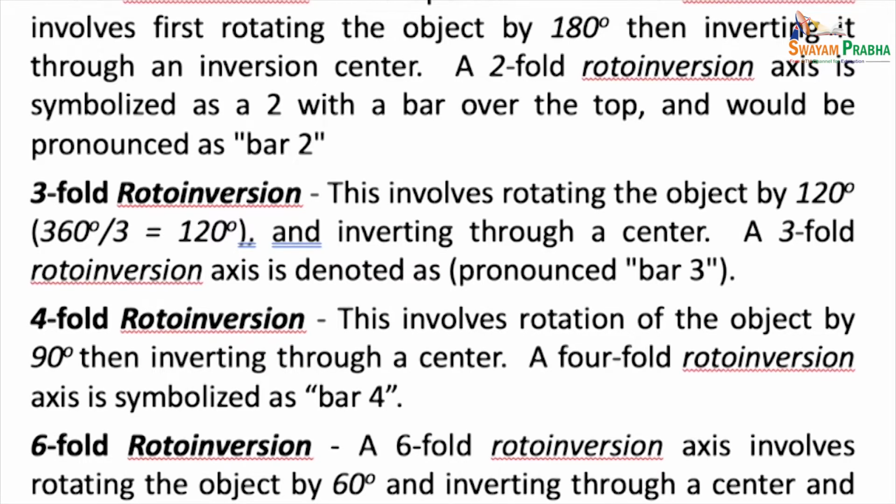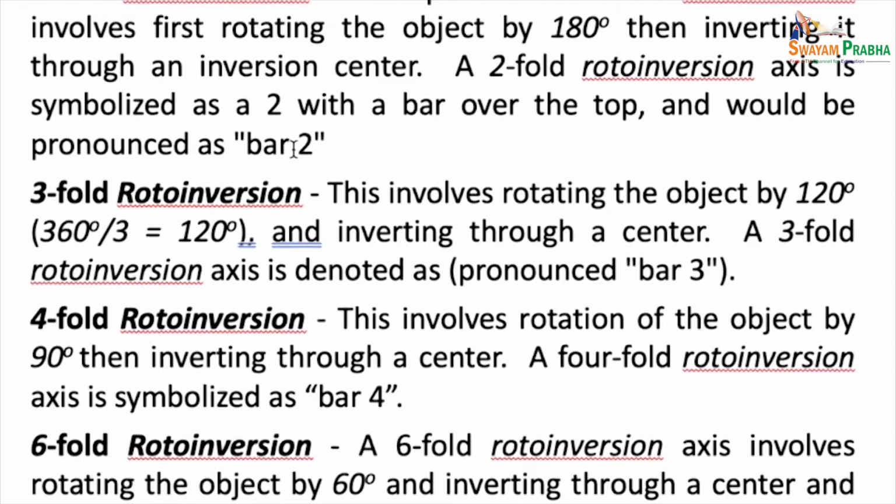So the roto inversion is very much similar to the rotational axis of symmetry. In fact, it is also called an improper axis of symmetry because here also there is an imaginary line around which the rotation of the object has to take place. So in the twofold roto inversion, you rotate the object by an angle of 180 degrees, and this is followed by inverting it through an inversion center. A twofold roto inversion axis is symbolized as bar 2.